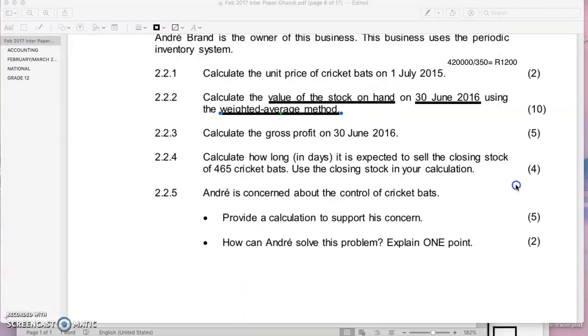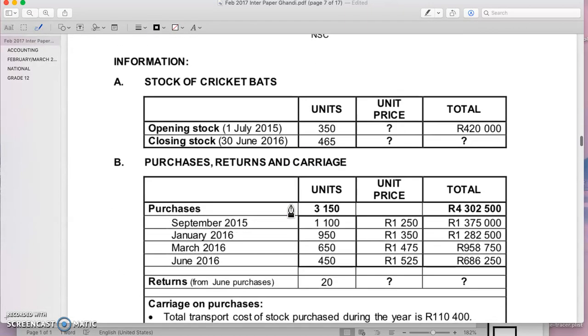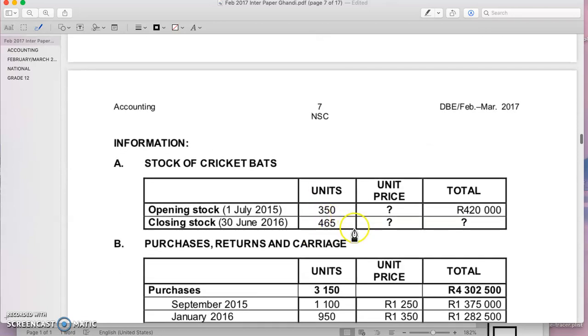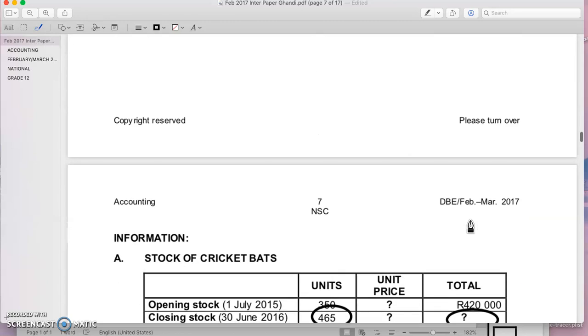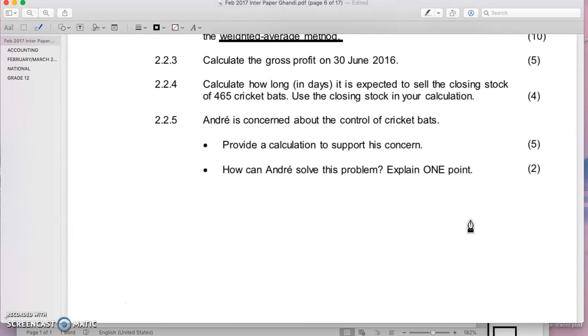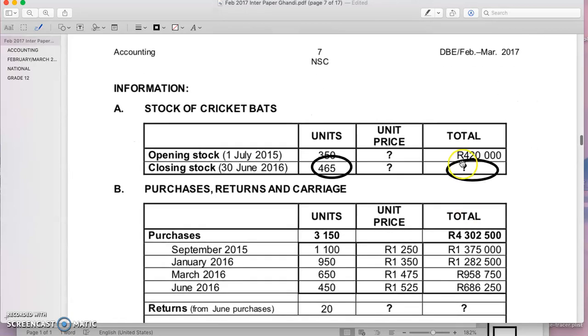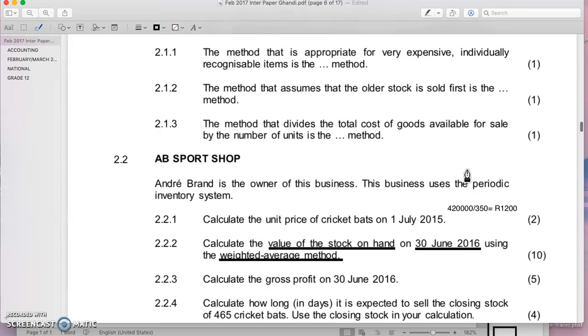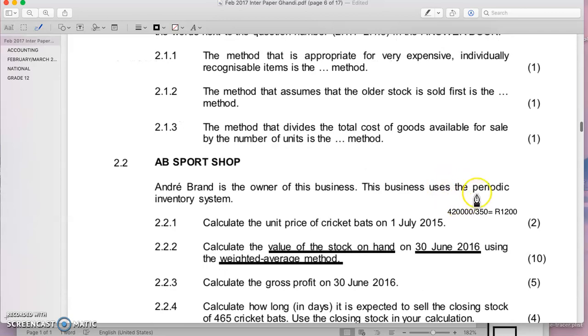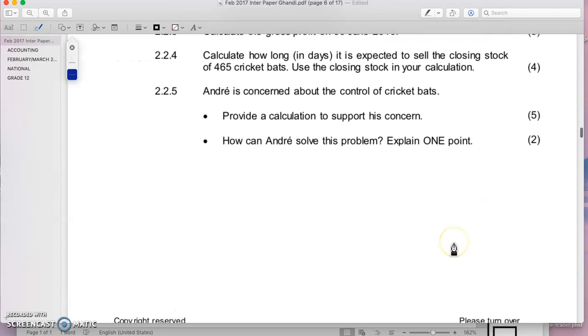So let's quickly go to our question. And okay, so we have the number of units. This is actually what we're calculating. This is what we're trying to find out. So that's basically our question. We're using the weighted average method, and don't forget that this is the periodic inventory system.